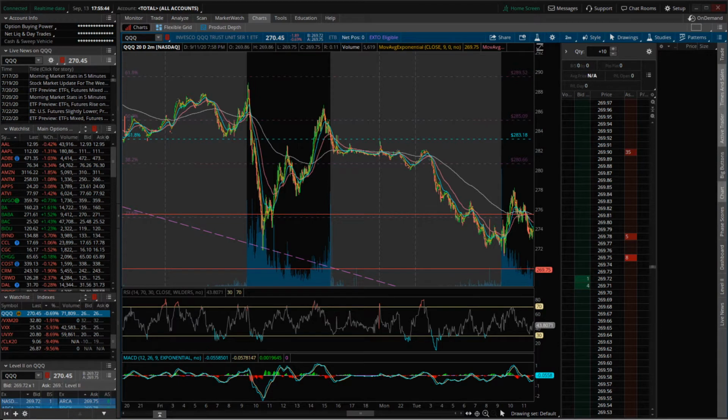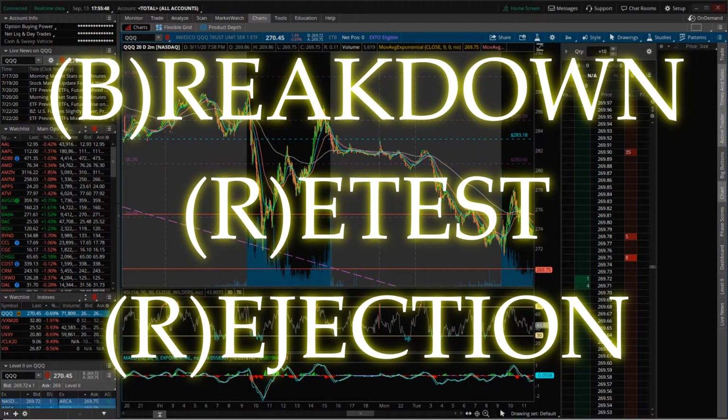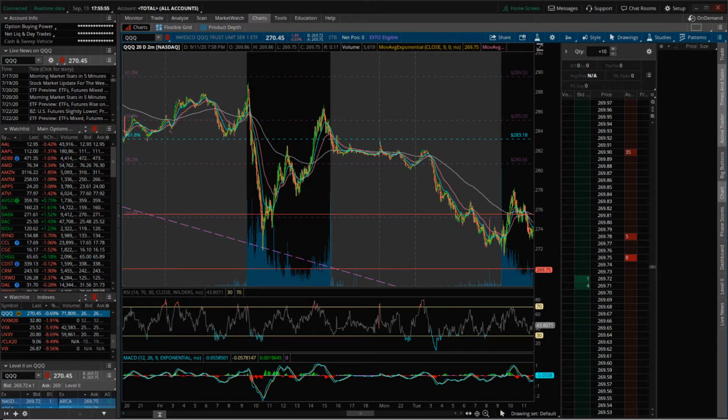Now, if you're trading bear flags, you're going to be using what I will be referring to as the breakdown retest rejection method, the BRR method. And this BRR method has, in essence, four main points, four main checklists that you're going to want to check off for every trade that you make when you think you are trading bear flags. And we're going to go through this checklist, which will also help identify bear flags as well. So let's just move on to this actual checklist.